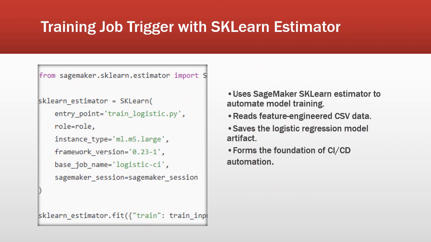Training job trigger with SKLearn estimator. So this block shows the CI/CD trigger where we launched the training job using SageMaker's SKLearn estimator. It consumes the CSV data that includes our engineered features and kicks off the logistic regression model training. Once the job completes, it saves the trained model artifact in S3, which can be packaged and deployed later. This estimator block essentially forms the core of our automated pipeline, enabling repeatable training every time new data is introduced.